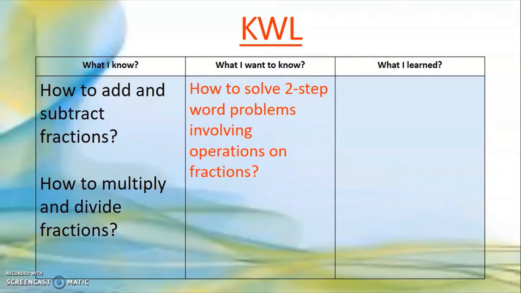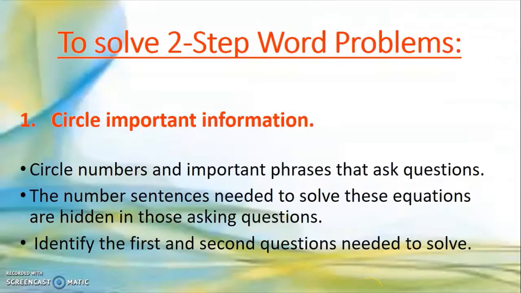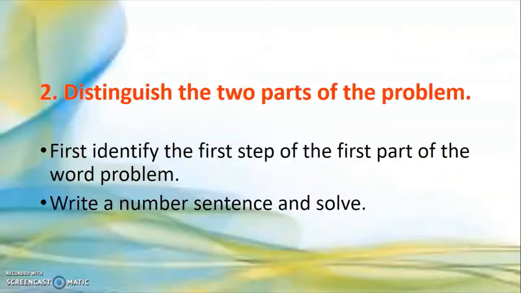How to solve two-step word problems involving operations on fractions? To solve two-step word problems, first, circle the important information. So you need to circle the numbers and important phrases that ask questions. The number sentences needed to solve these problems are hidden in those questions. Identify the first and second questions needed to solve.